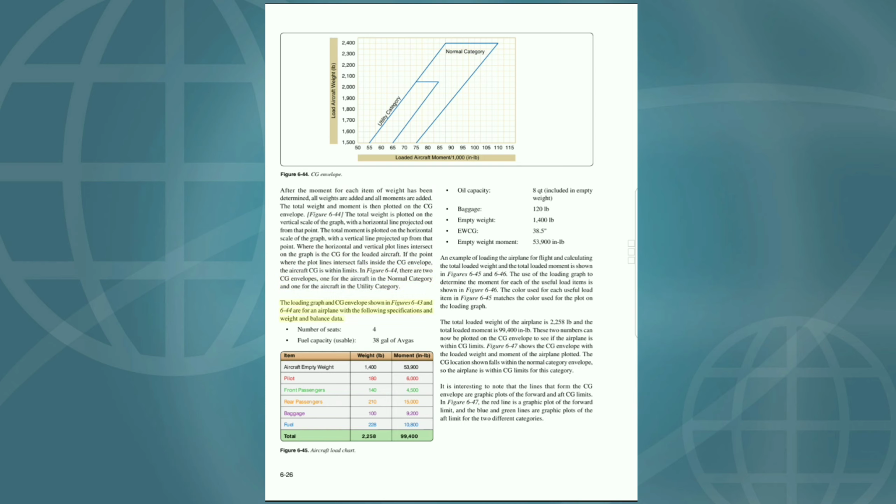The loading graph and CG envelope shown in figures 6-43 and 6-44 are for an airplane with the following specifications and weight and balance data. Number of seats, 4. Fuel capacity, usable, 38 gallons of avgas.